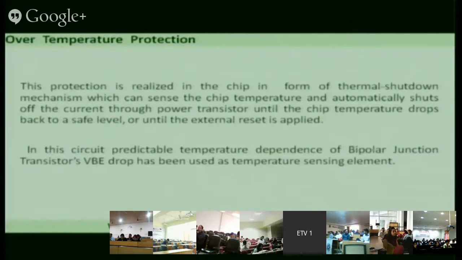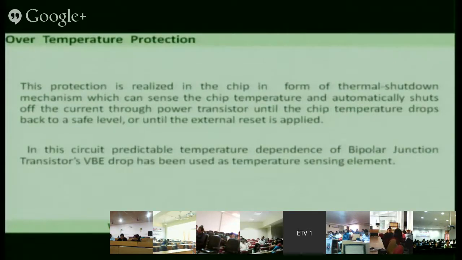You use BJT as VBE drop, because VBE of any PN junction, as I told you, is proportional to temperature. VBE will drop 1.5 volt with every change of 1 degree centigrade. So if you can measure the VBE, you can measure the temperature. Even in the voltmeters or multimeters which measure the temperature, they measure the VBE voltage, and then they map it onto temperature.